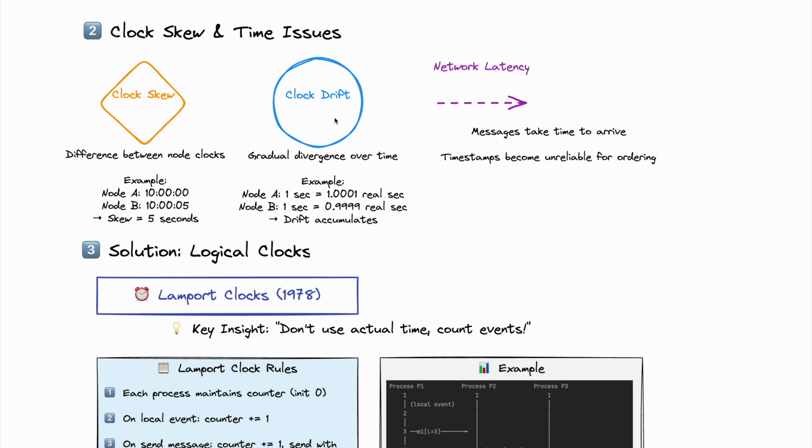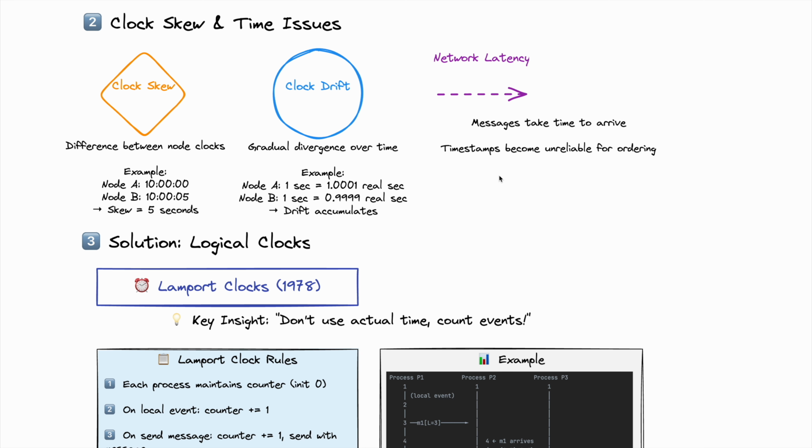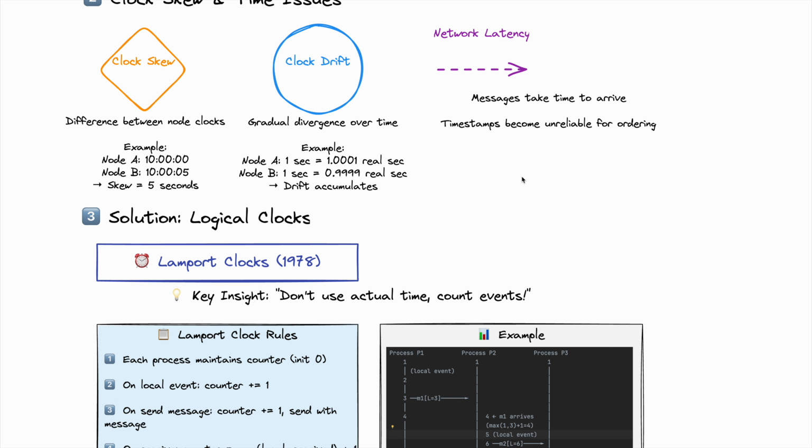Another one is clock drift, where there is a gradual divergence between two clocks. For example, as you can see here, in node A, 1 second is 1.001, and in node B, it's 0.99. That drift accumulates over time. And the last one is network latency. When we are sending messages, it takes time to send from one system to another, so the timestamps are unreliable for ordering.